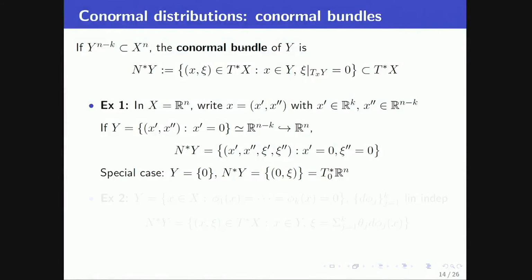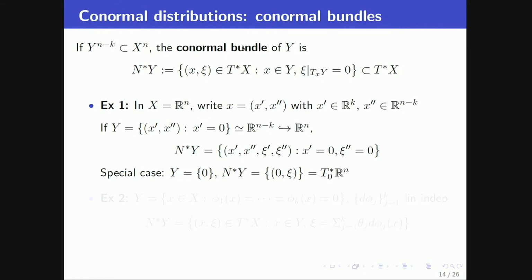So supposing we have the following setup, supposing that X is an n-dimensional manifold, and Y is a codimension k submanifold of it. Then the so-called conormal bundle of Y is a subset of T star of X, which simply consists of those pairs (x, ξ), where x is a point of Y, and ξ is a linear functional on the tangent space which annihilates the tangent space of Y. In other words, ξ can be thought of as being perpendicular to the tangent space of Y, although I emphasize this definition makes sense even without any metric. This is an intrinsically defined covector restricted to the linear subspace equal to 0.